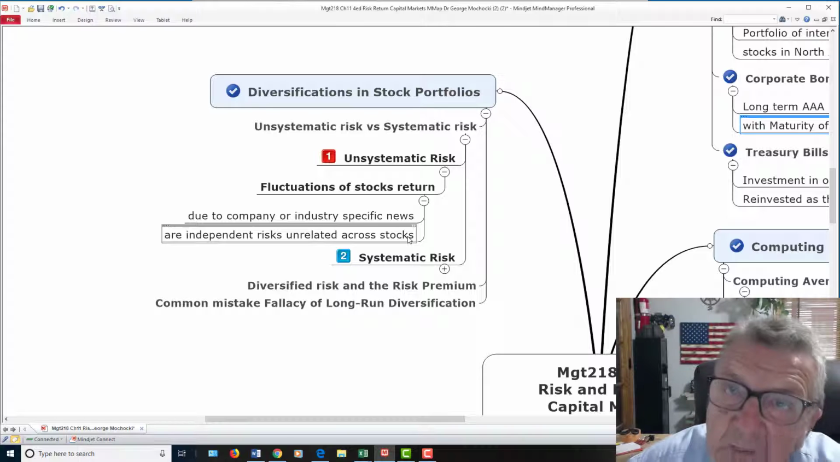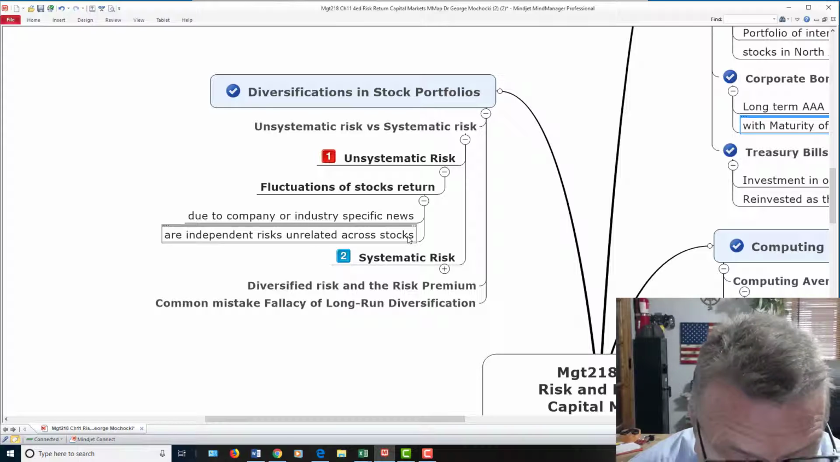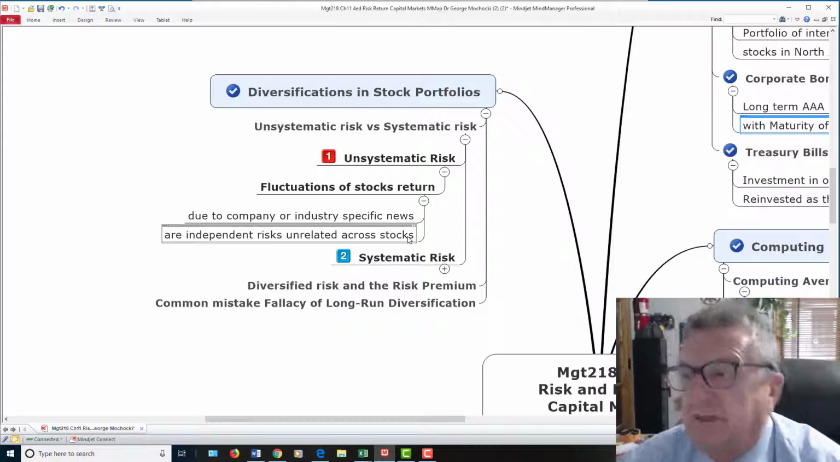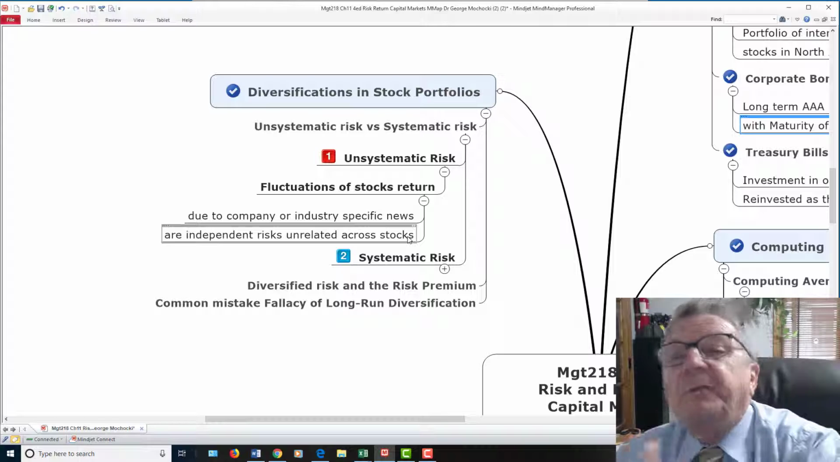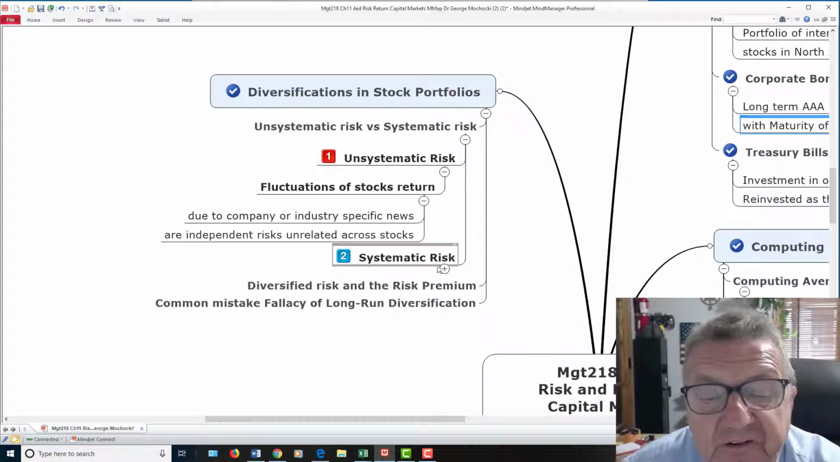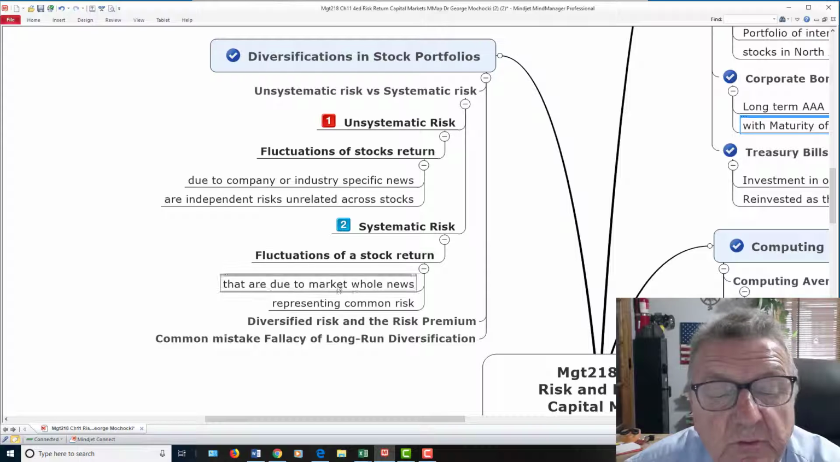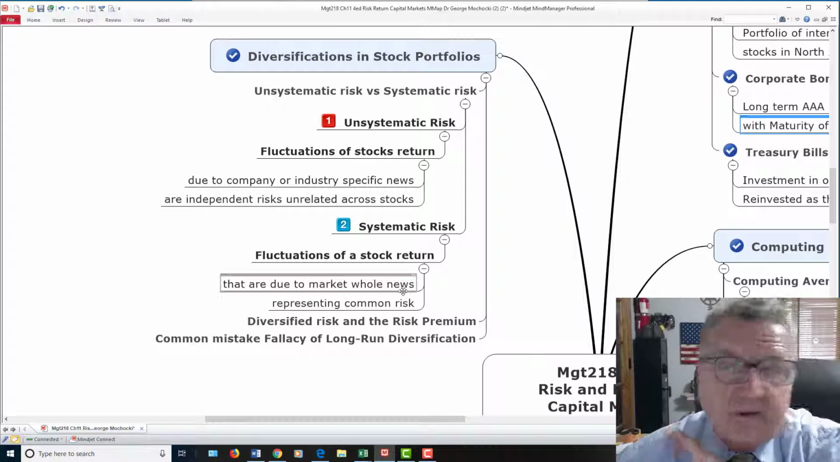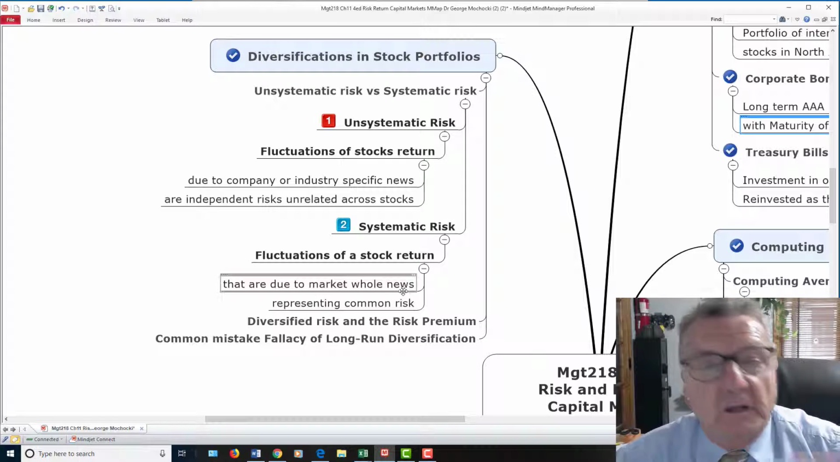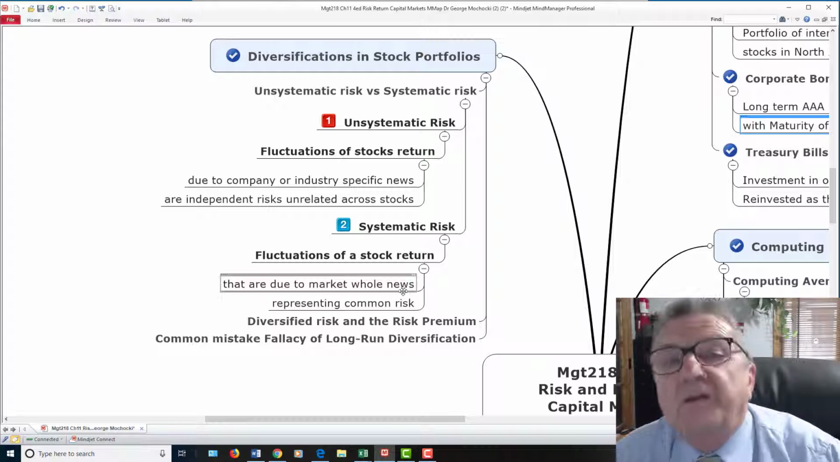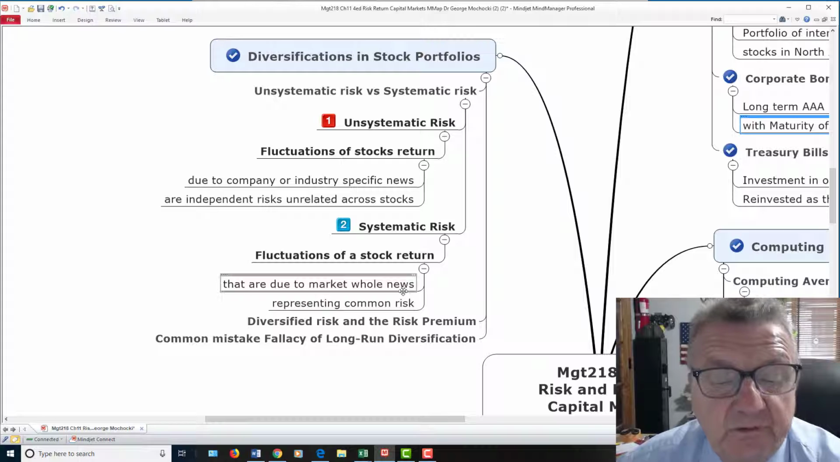It just hits that one company, that one area, oil or tech. But the other ones, like clothing, may not be affected by that. Now, systematic risk fluctuates the stock return due to the market as a whole. Recession affects everyone. I don't care what you are. Everyone's affected by recession, unemployment, everything else, because you don't have the disposable income.